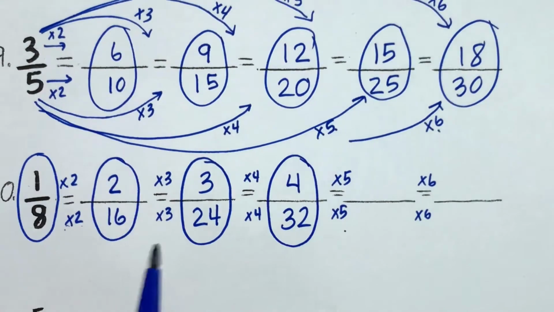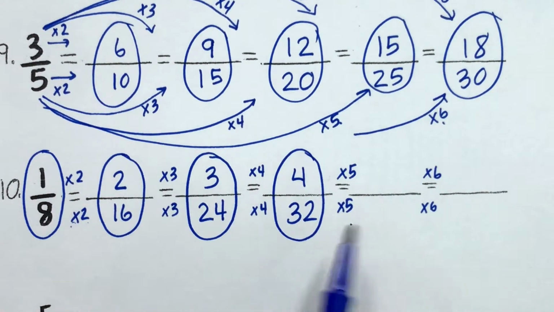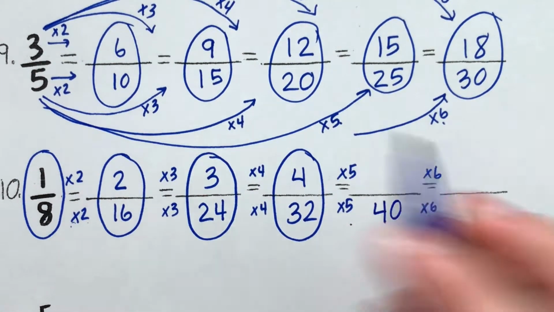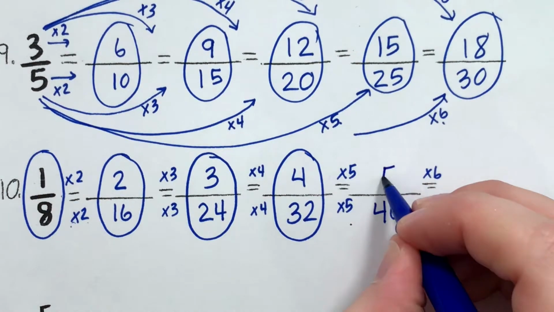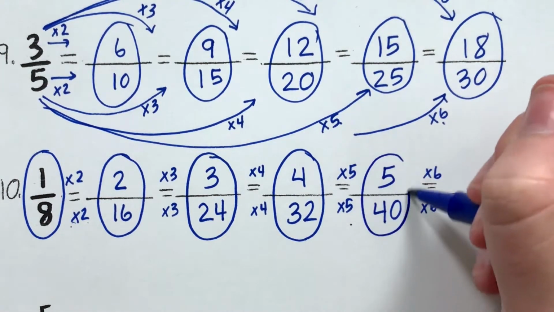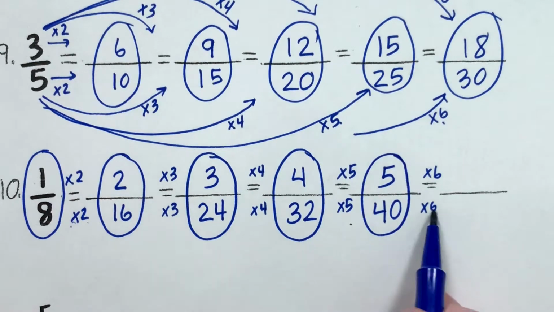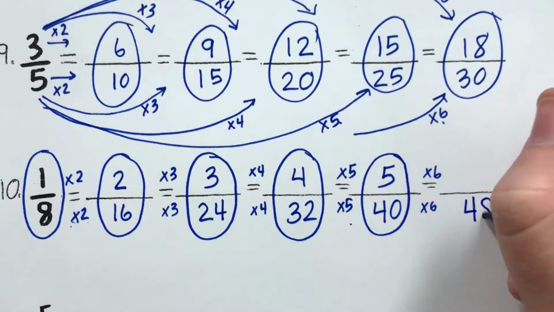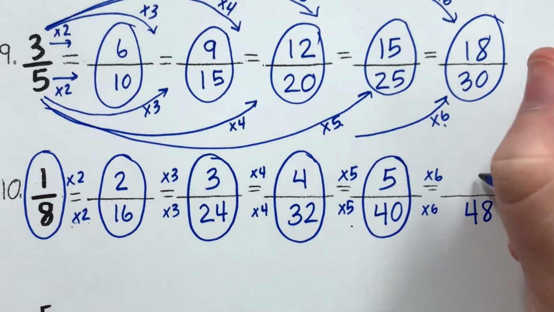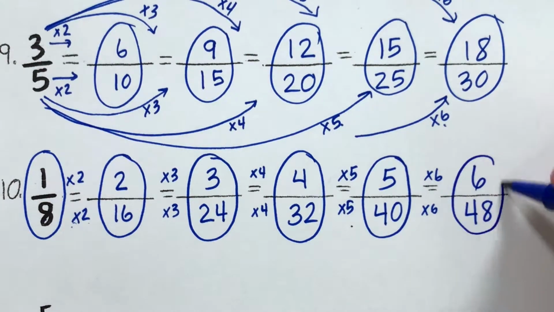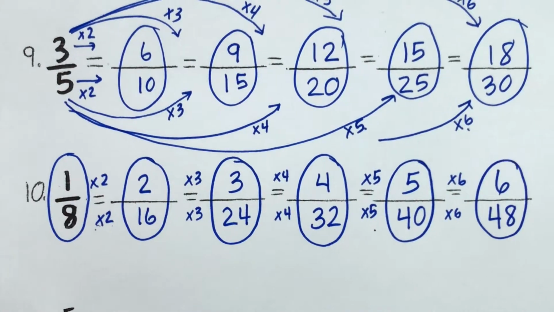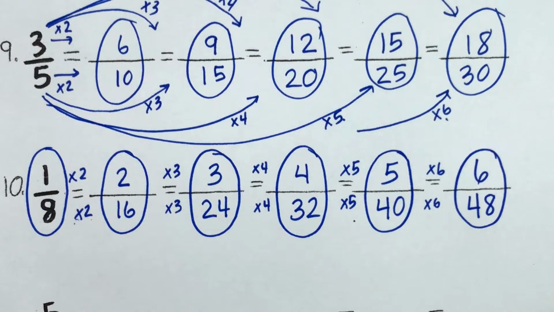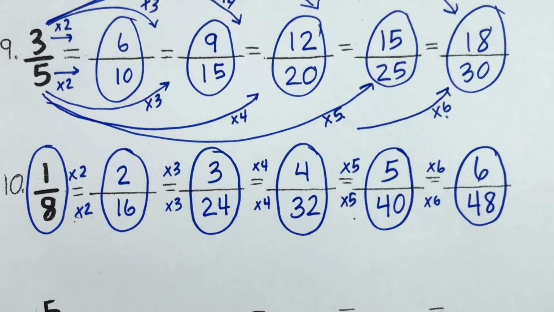Locked up. Okay. 8 times 5, 40. 1 times 5, 5. Locked up. 8 times 6, 48. 1 times 6, 6. And there you go. Those are some examples of equivalent fractions for 1/8.